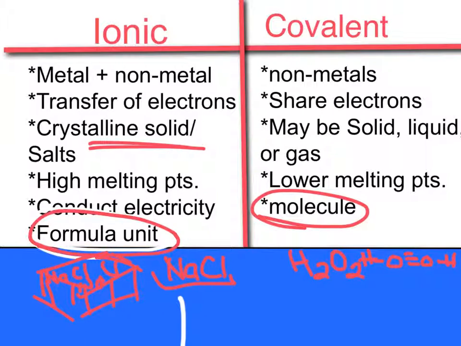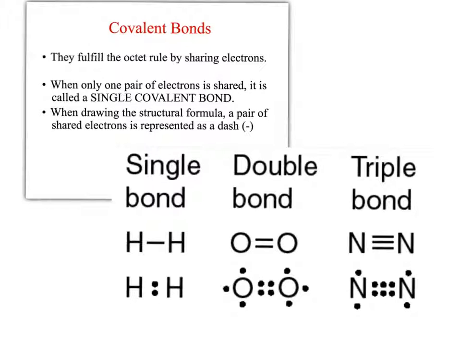We also see the same thing in glucose, C6H12O6. We don't reduce that to CH2O because a molecule of glucose literally consists of 6 carbons, 12 hydrogens, and 6 oxygens in a 3-dimensional structure. We can draw covalent compounds in a lot of ways, but usually what we draw is the Lewis structure, which shows our bonds or our shared pairs of electrons as a line. We can have single bonds, double bonds, or even triple bonds representing 1, 2, or 3 pairs of electrons being shared.